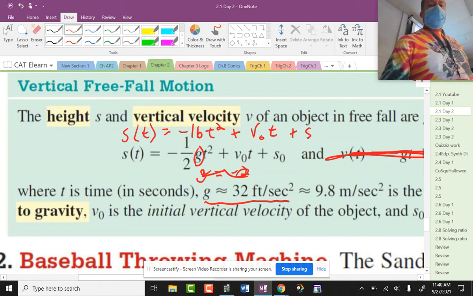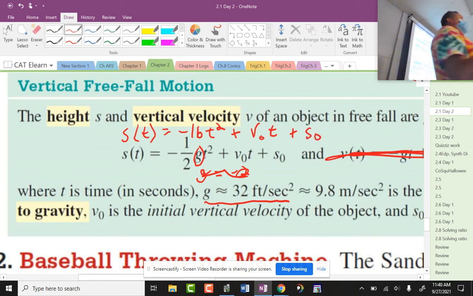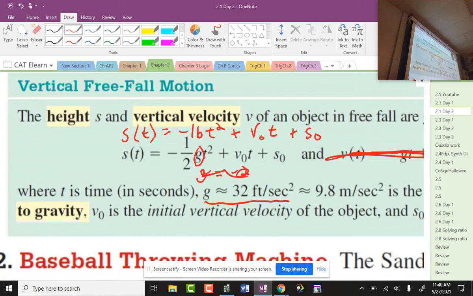And then S should be H. I don't know why they use S, but that's the initial height above the ground. So look at me right here. As I throw this ball up, 1, 2, 3, I let it go. I'm about 3 feet above the ground. That matters, where you release the ball from. So that's what S sub 0 is.